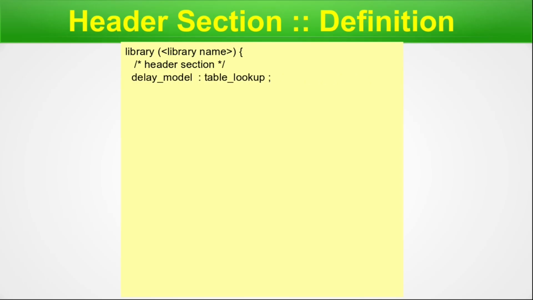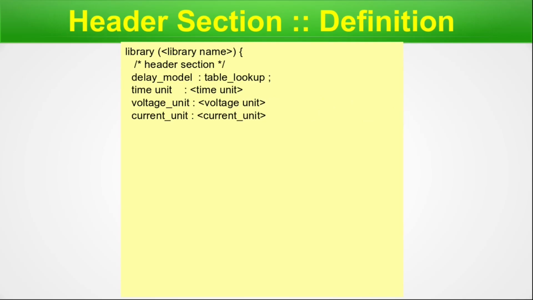There will be a delay model. The delay model is table lookup, that is LUT. Time unit will be given in second or nanosecond or something like that. Voltage unit, it will contain the voltage unit. There will be a current unit. There will be a capacitive load unit. Sometimes we call it the load, which also means the capacitance. So that will have its unit here.